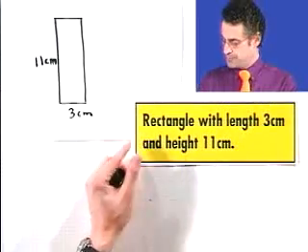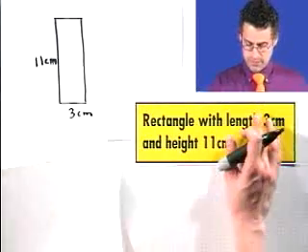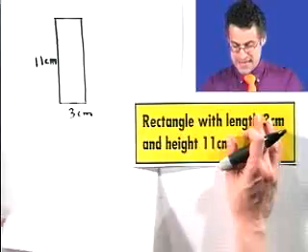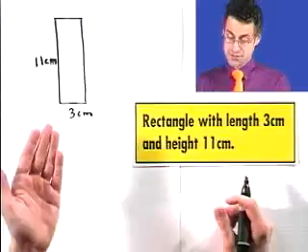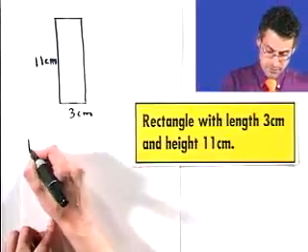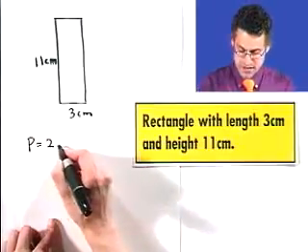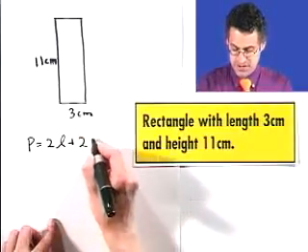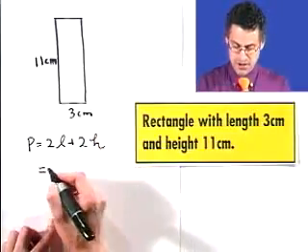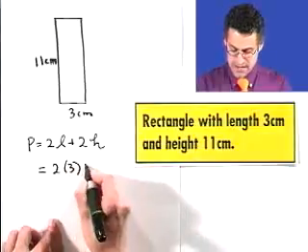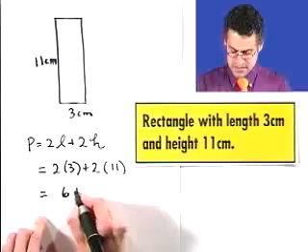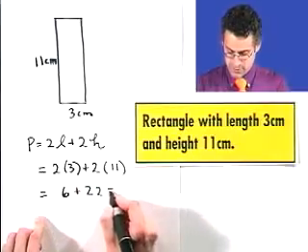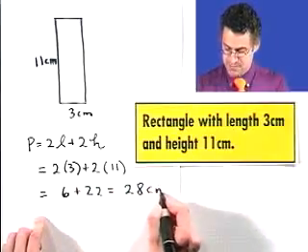Well, the perimeter, of course, we know the formula for that is 2 times the length plus 2 times the height. So the perimeter equals 2 times the length plus 2 times the height. And since we know that the length is 3 and the height is 11, this equals 6 plus 22, which equals 28 centimeters. Those are the units. So the perimeter is 28.